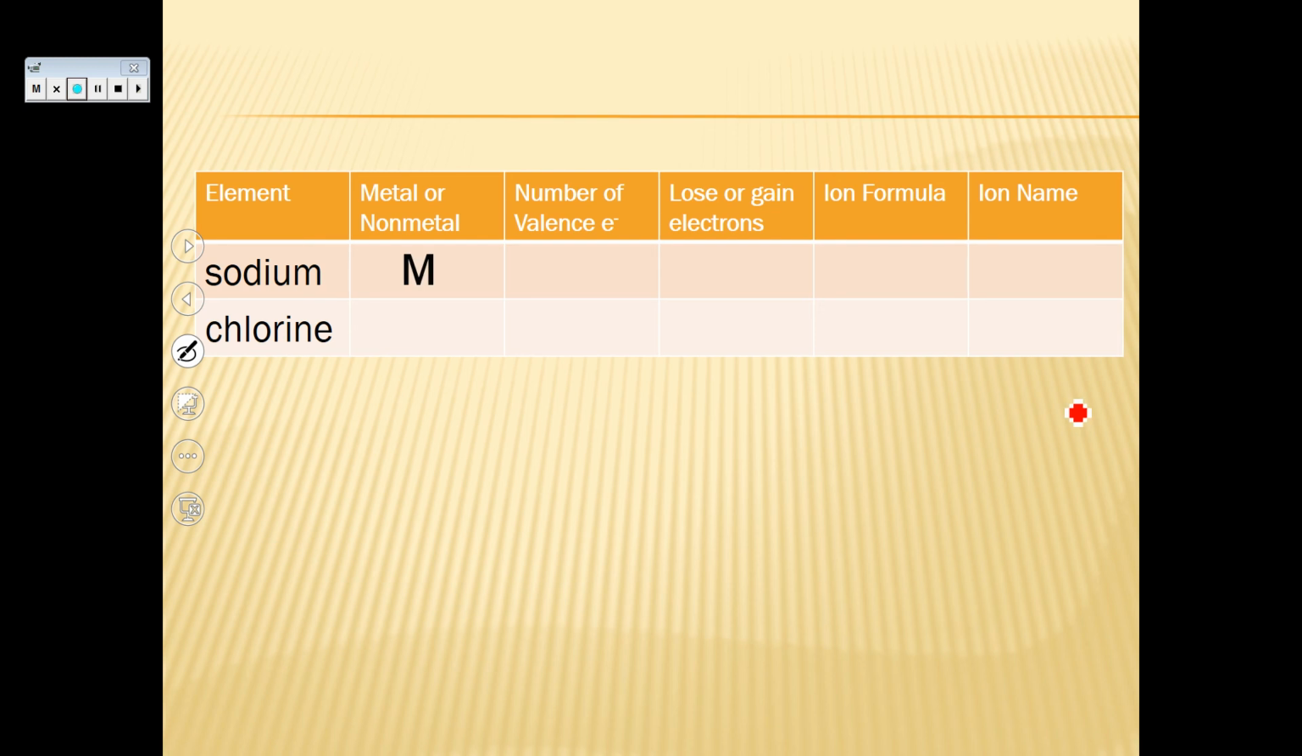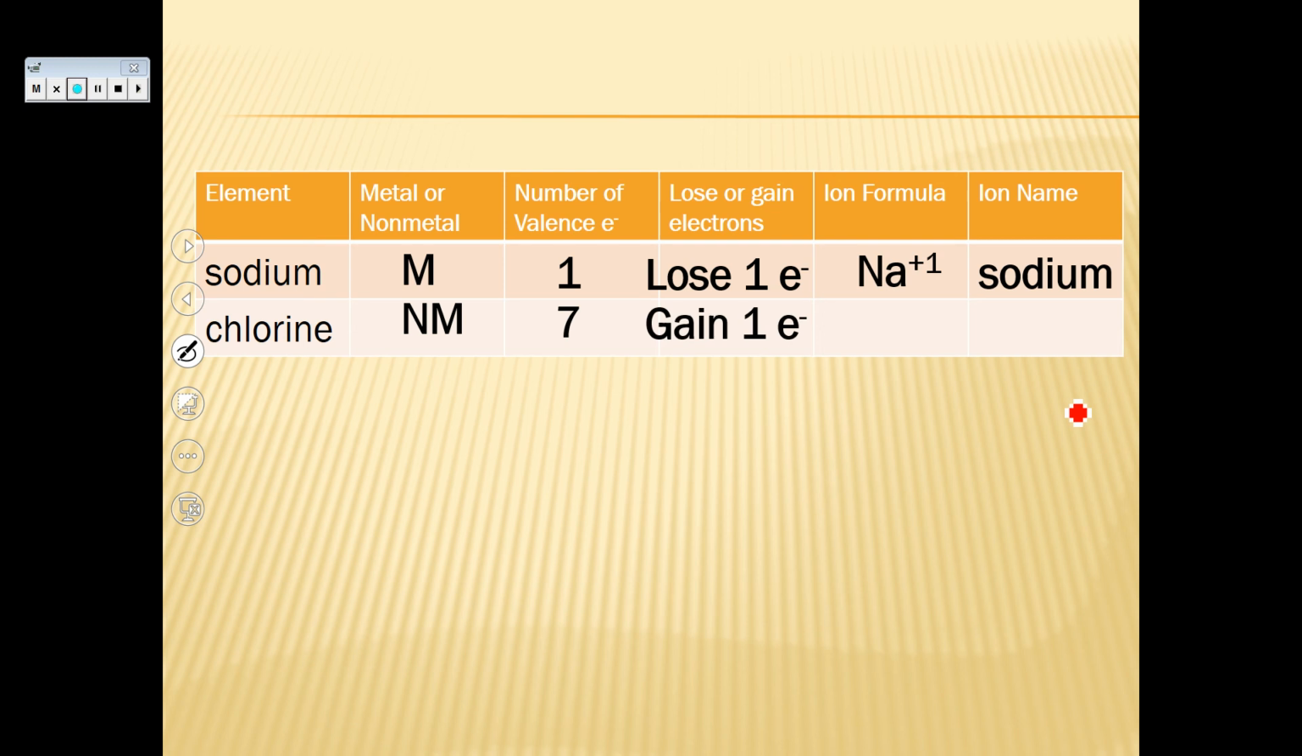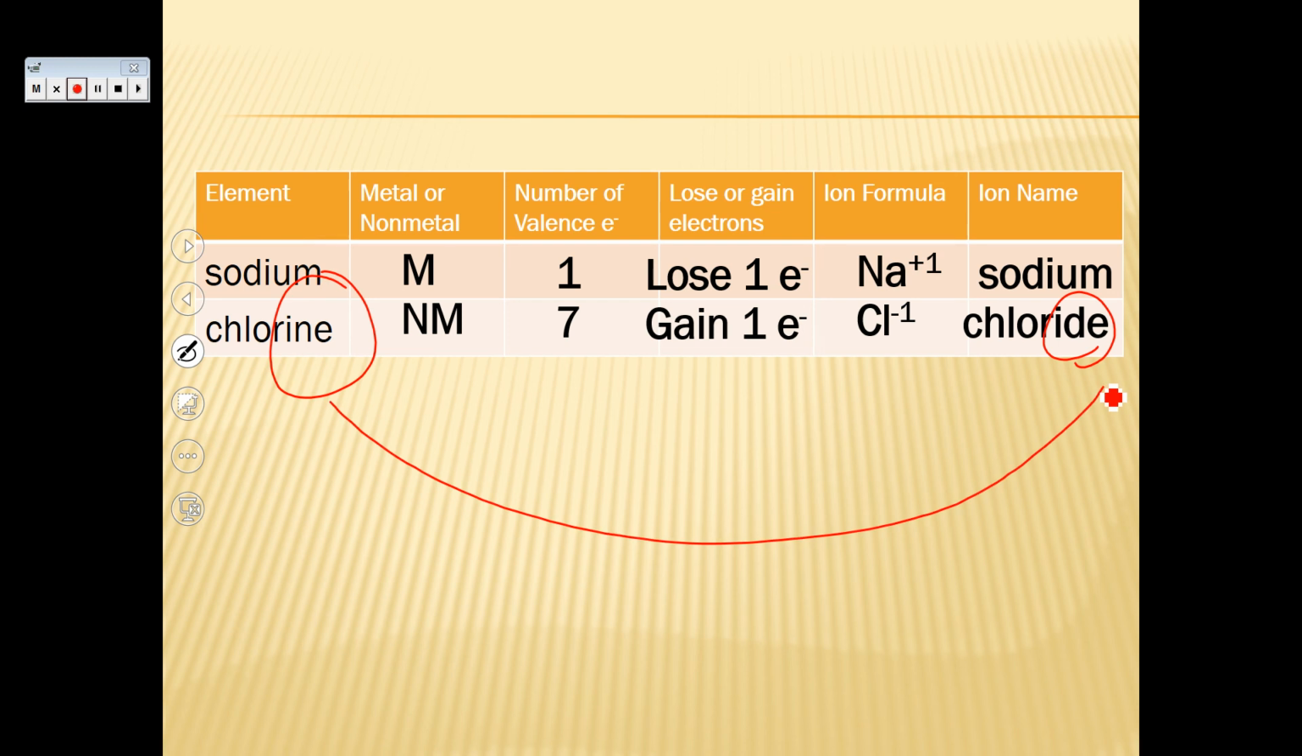So sodium is a metal. It has 1 valence electron. It loses 1 to become Na+, and the name of it would be sodium. Chlorine is a nonmetal that has 7 valence electrons. It gains 1 electron to become Cl-, and when a nonmetal becomes an ion, the suffix of its name changes to the letters IDE. So notice that these two things are a little different. When the nonmetals become ions, their suffixes change to IDE.